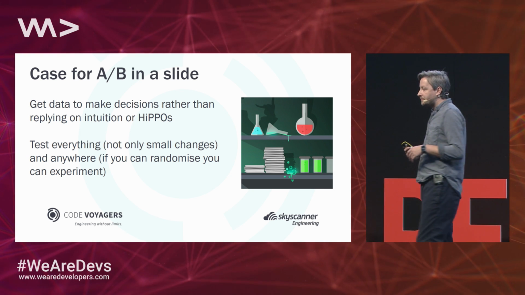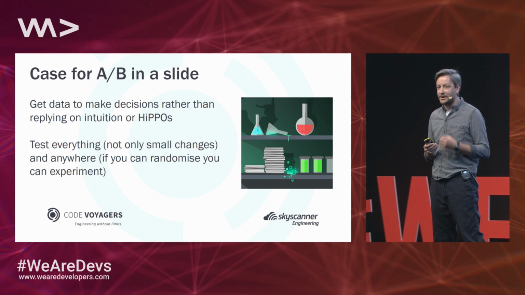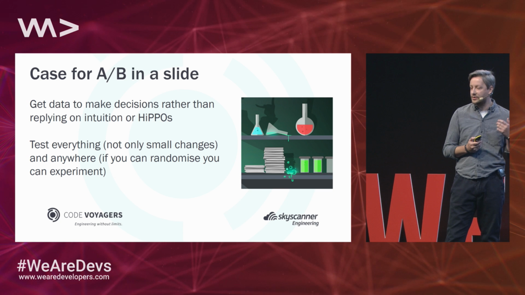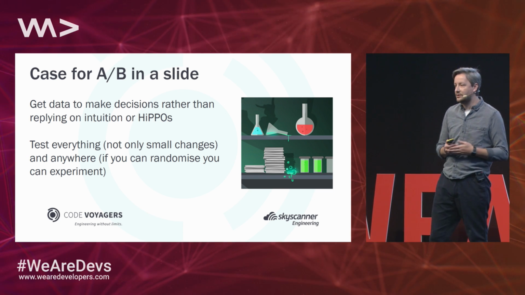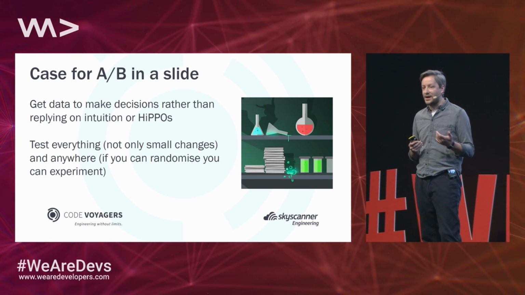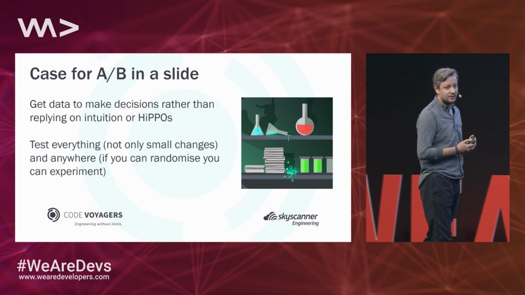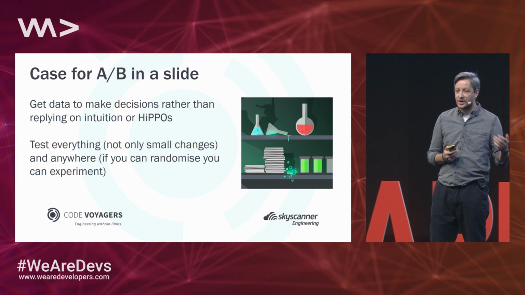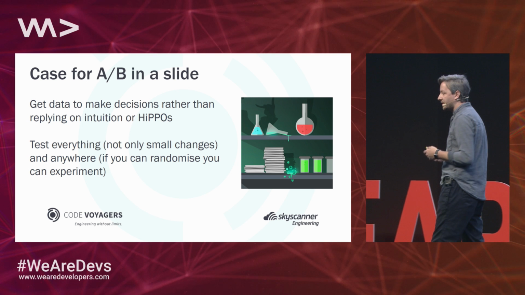But also, there's the idea that experiments are just for small changes, they're for making little incremental things. But that's not really the case, and we'll show some of that in a moment, that you can test everything, really, from a small change to a new feature to an innovation that you come up with. And also, you can test anywhere that you can randomize users. So at Skyscanner, we run experiments on not just the web, also native app, bots, email campaigns. Anywhere we can take a population of users and randomize them is a good place for running experiments.